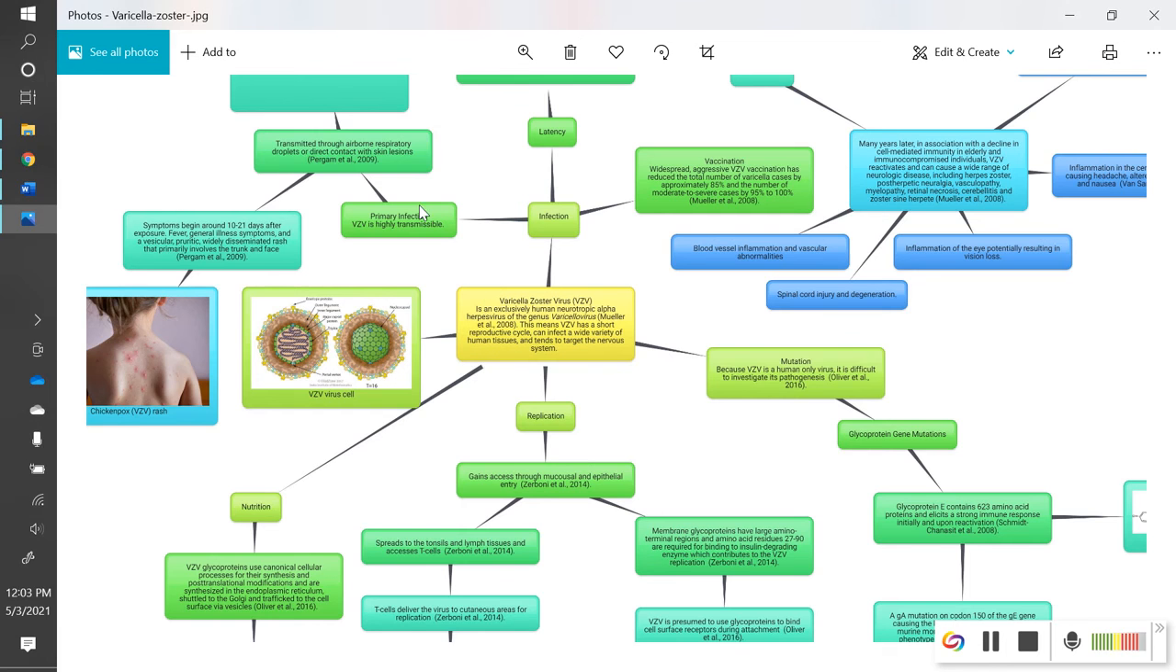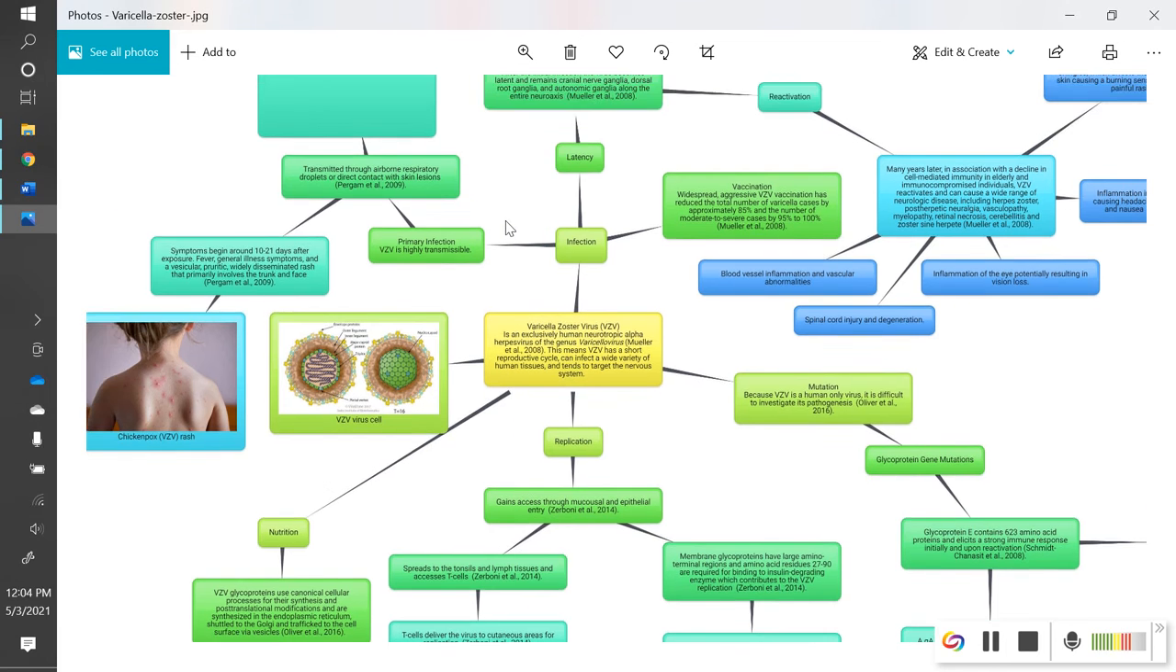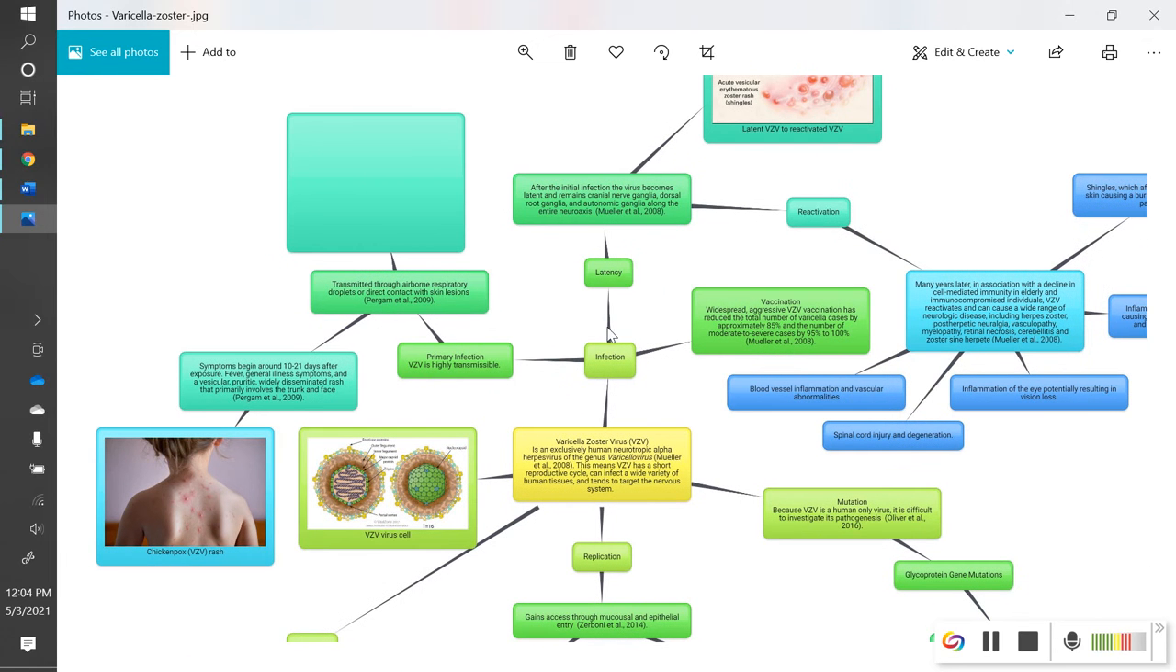It's transmitted through airborne respiratory droplets, like a cough or a sneeze, or if you come into contact with the skin blisters or lesions. Not sure why this picture is not showing up there. Symptoms arrive around 10 to 20 days after exposure and usually present with a rash, fever, typical illness type symptoms.